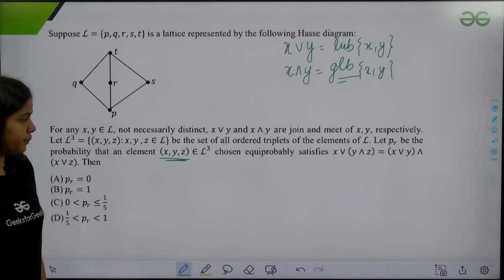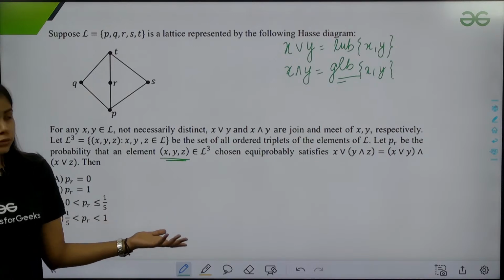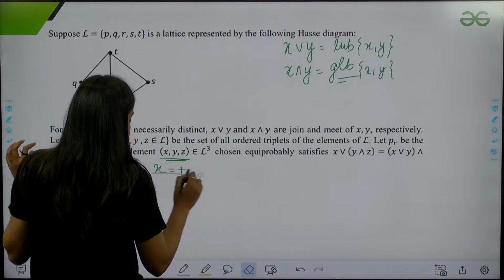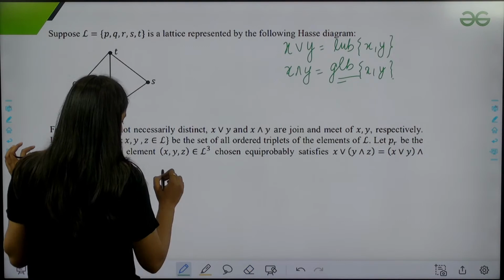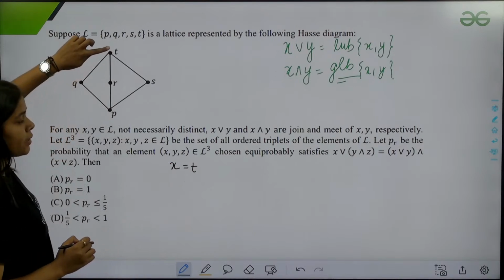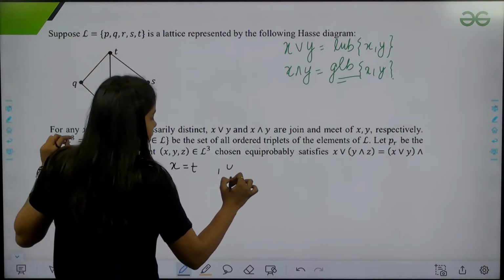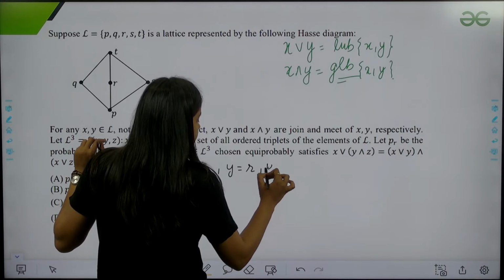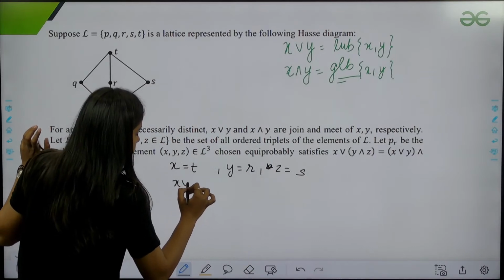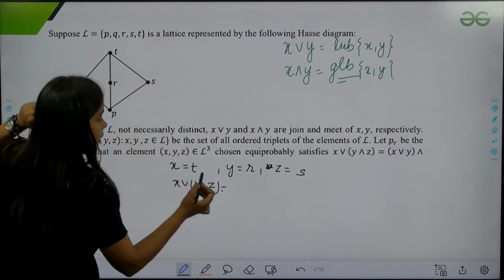So how do we do that? Right, so I have to take some elements to check that, right? I have to do that. So let's take x equals to T, let's see, let's take some bigger elements here. Let's take x equals to T. If I take x equals to T, no matter what y and what z I take. Let's suppose I am taking one example, y equals to R and z equals to, let's say, S.